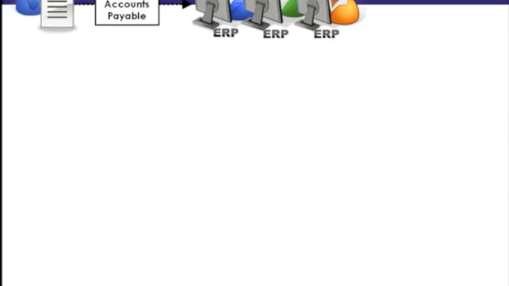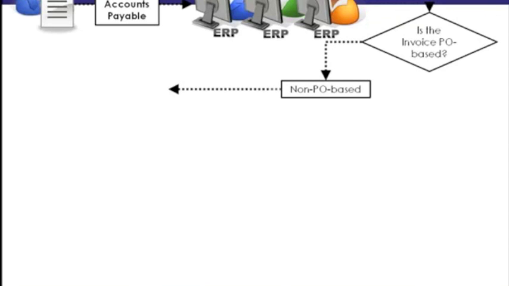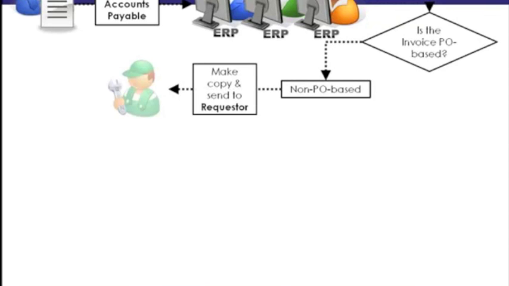But once they get this invoice, what do they do? Well, they say, is this a PO-based invoice? Is there a related purchase order against this? If not, I need to go ahead and make sure I get approval to pay this, because I don't know that this $10 or $10 million invoice should be paid if there's not a purchase order against it. So let me go ahead and make a copy and send it over to the requester.